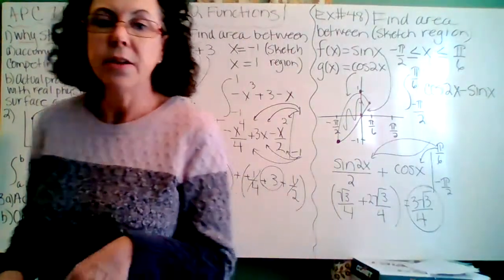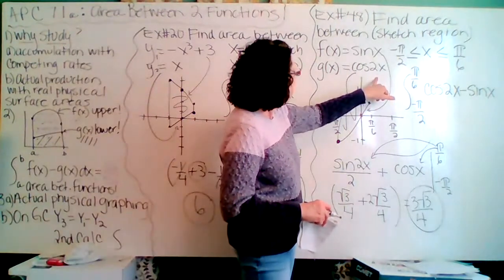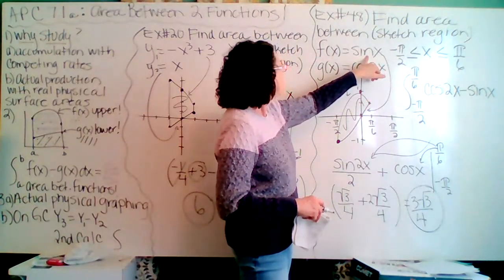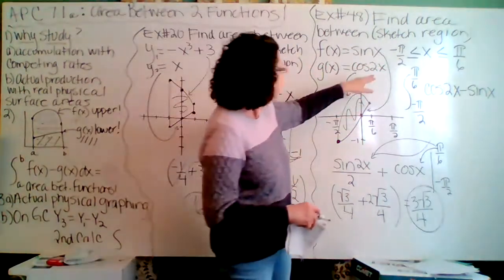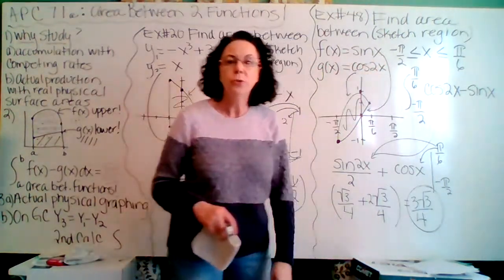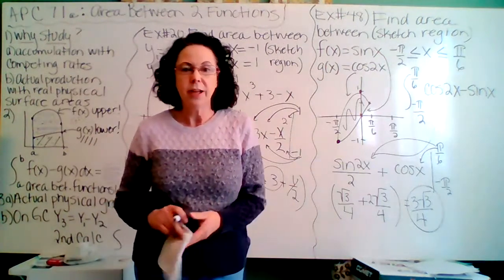Again, you could put this in the graphing calculator. Cosine of 2x in y1, sine of x in y2. On y3, put y1 minus y2. You now have a new function, y3. You can ask your calculator to integrate that.